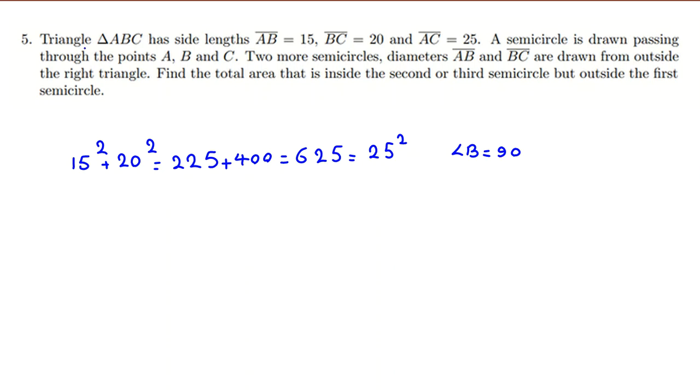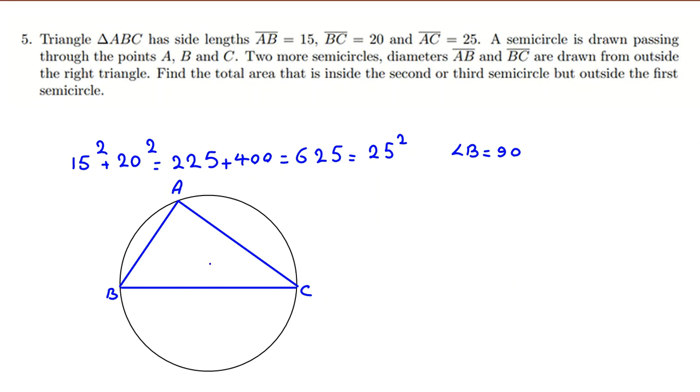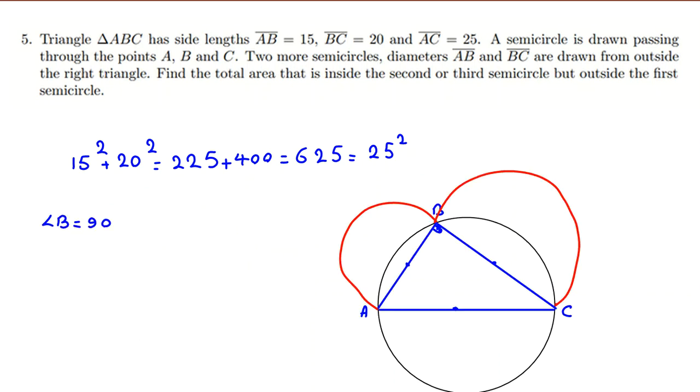It says a semicircle is drawn passing through the points ABC. So let's draw this ABC. Let's consider, because B is the right angle, B is 90, so it is B. It is A, AB is smaller. Yes, C. Now, it says two more semicircles, one with diameter AB, and this one with diameter AC because it's 90. It says we draw two more semicircles with diameters AB and AC, drawn outside the right triangle.